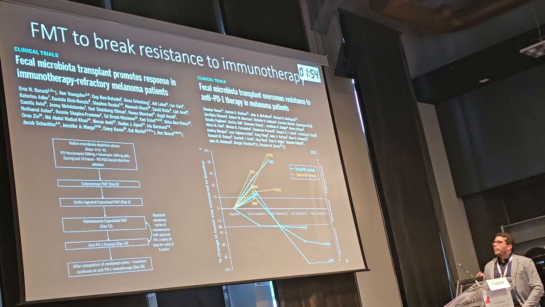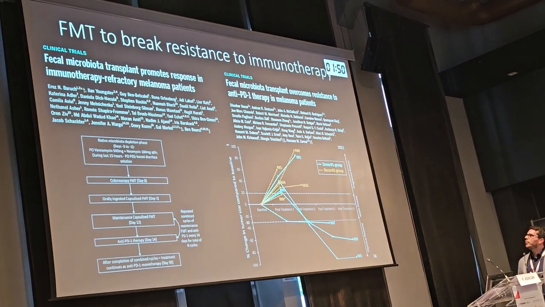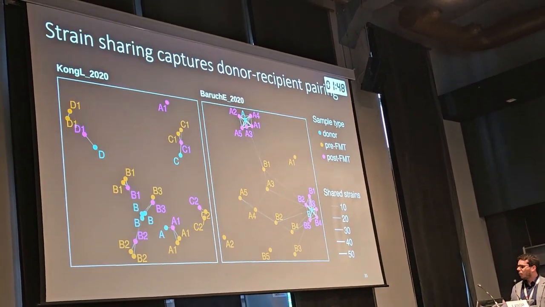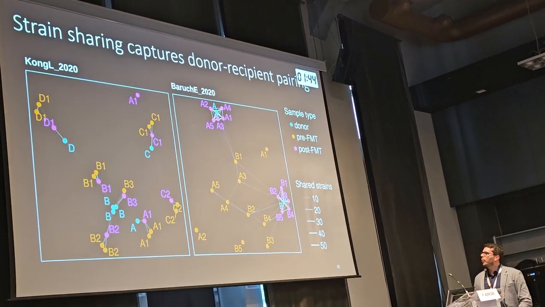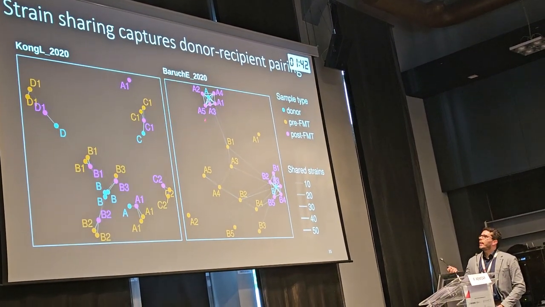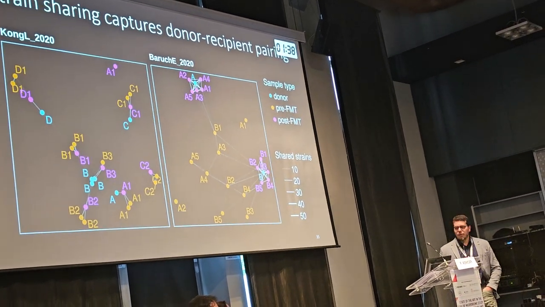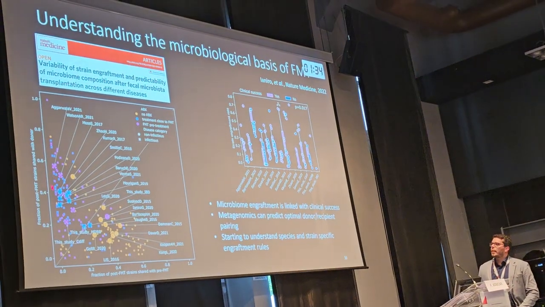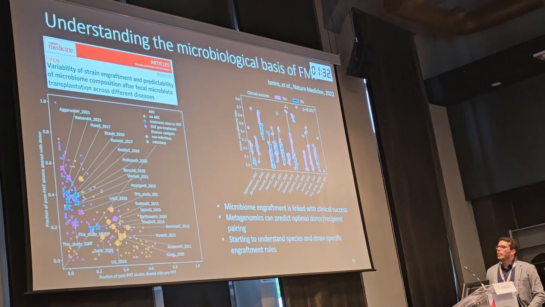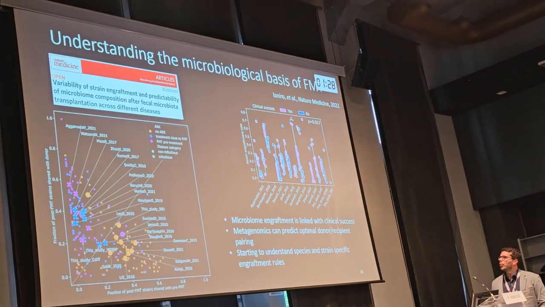The last part on FMT has been talked about quite a lot already today. So what we did here just a couple of years ago was to try to define a strain sharing pattern looking at the metagenomes between donors and recipients. And so in this case, we collected and reanalyzed a lot of FMT data, plus a couple of datasets that we specifically sequenced for this project.